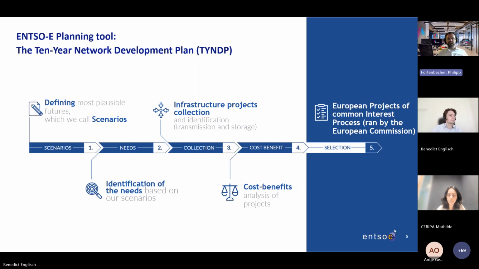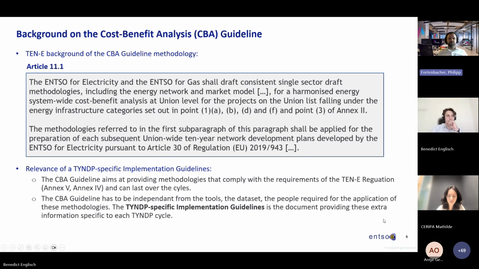Maybe you can just go to the next slide. We have a mandate for doing these CBAs. This is laid down basically in the TEN-E regulation. There we are responsible to craft the TYNDP, which consists of a CBA in the end. And for this, we are also mandated to draft a CBA guideline. This CBA guideline contains all the CBA principles, which are then used by the TYNDP. Then we have a second document that is derived from the CBA guideline. This will be shown in the next slide.